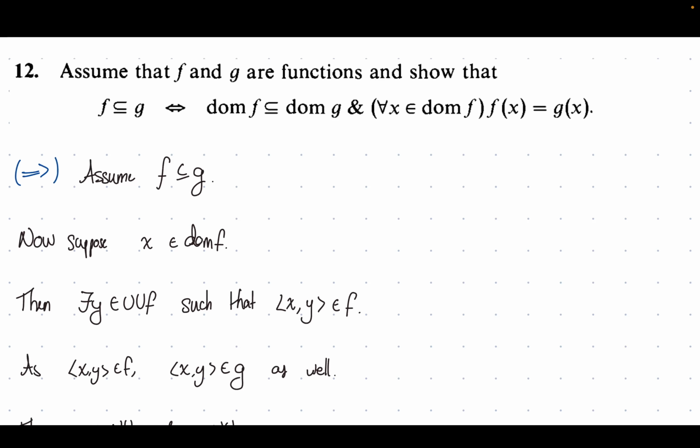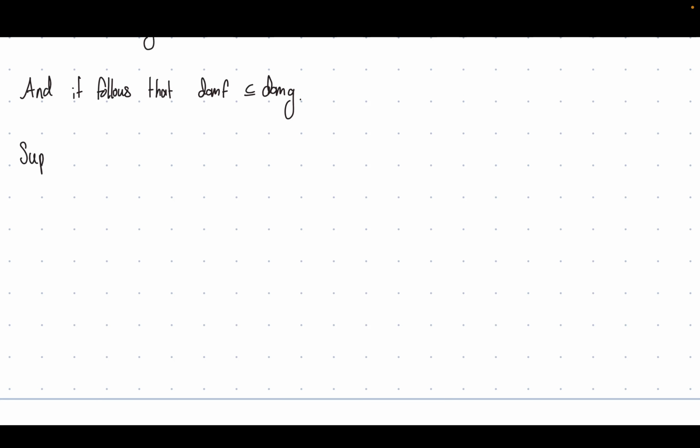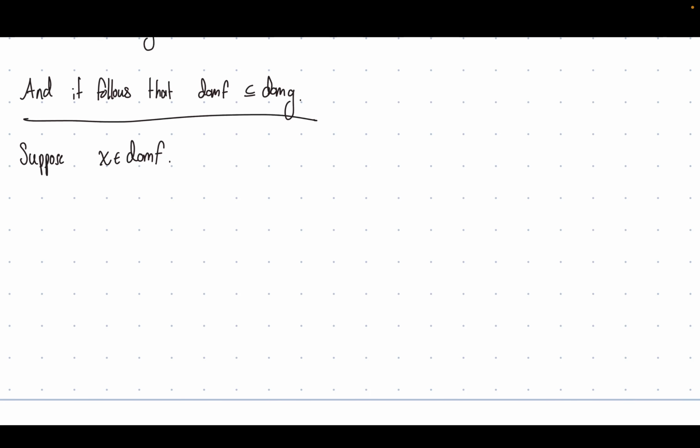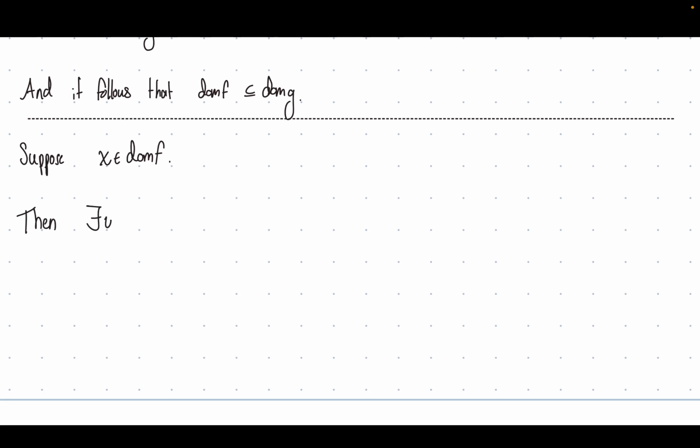And now we're going to show that for all x in the domain of f, f of x is equal to g of x. So now, suppose x is in the domain of f. This is like part 2, if you will. Maybe add a little line break here. Why not? Suppose x is in the domain of f. Then there exists some y in the union of f such that x comma y is in f.